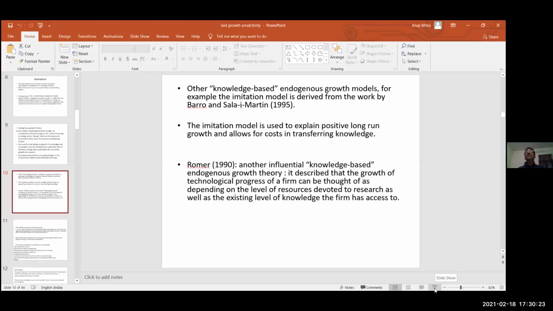Other knowledge-based endogenous growth models, for example, the imitation model, is derived from the work by Barro and Sala-i-Martin. The imitation model is used to explain positive long-run growth and allows for costs in transferring knowledge. In Romer's work, another influential knowledge-based endogenous growth theory, it is described that the growth of technological progress of a firm can be thought of as depending on the level of resource devoted to research as well as the existing level of knowledge the firm has access to.